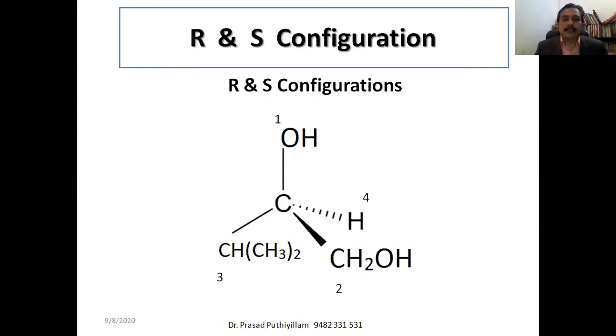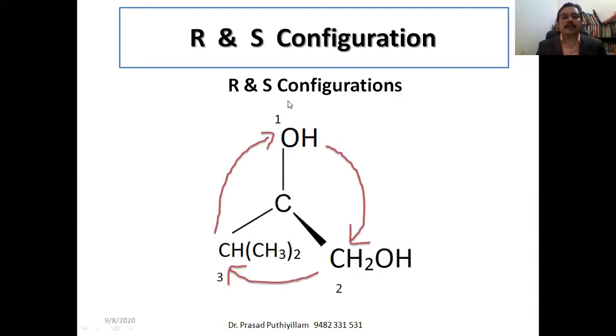Now you can say that the priority order is given. Now the hydrogen we have to keep away from the observer, behind, and the other groups in front of us. Then we need to check: this is 1, 2, 3 in the right side direction. Okay, so the arrangement of atoms is in the right side direction, therefore it is R configuration.